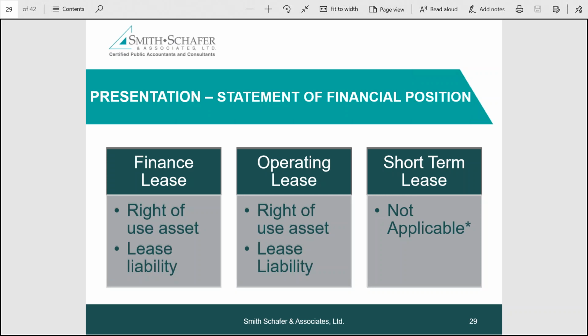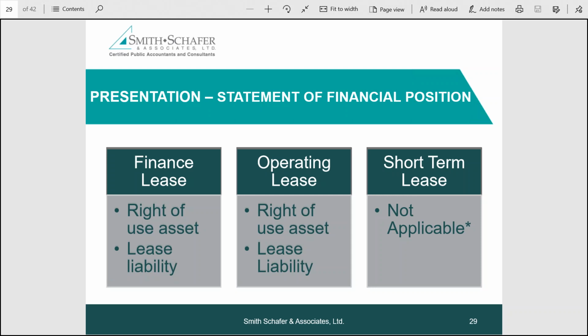Short-term leases have a practical expedient, so you do not have to capitalize them if they're less than 12 months. Short-term leases, I have a little asterisk there right next to not applicable. Again, technically you have a practical expedient. You have to elect to not capitalize those. But the asterisk is really there to make sure that you don't try to cheat. Trying to get out of this standard by making all your leases short-term may not be the best option.